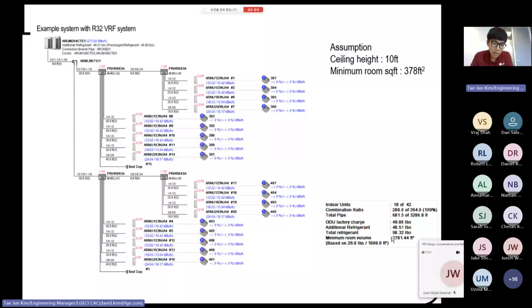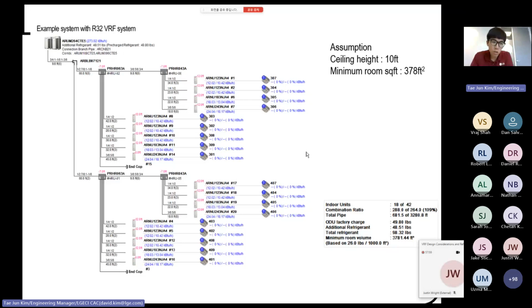However, I was like, okay, let's see how it would turn out if I use this with the R32. Obviously, because we don't have the R32 VRF yet, I have made some assumptions. Some of the assumptions include that the refrigerant charge of the R32 is going to be the same as the R410A. Realistically, it's going to be slightly less, but I'm going to consider it as an extreme condition. So I consider it as being the same 98 pounds.